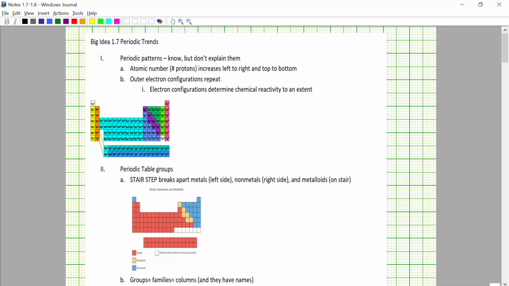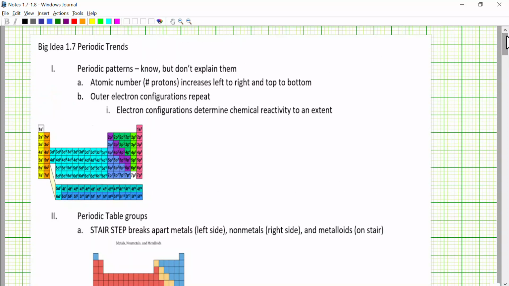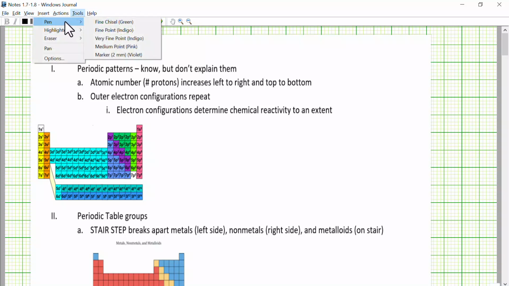Let me magnify that a bit. There we go. And let's see what color. Oops, I'm on the select tool. Where's my draw? Actions, tools. There we go. I'm so sorry. This won't happen again.